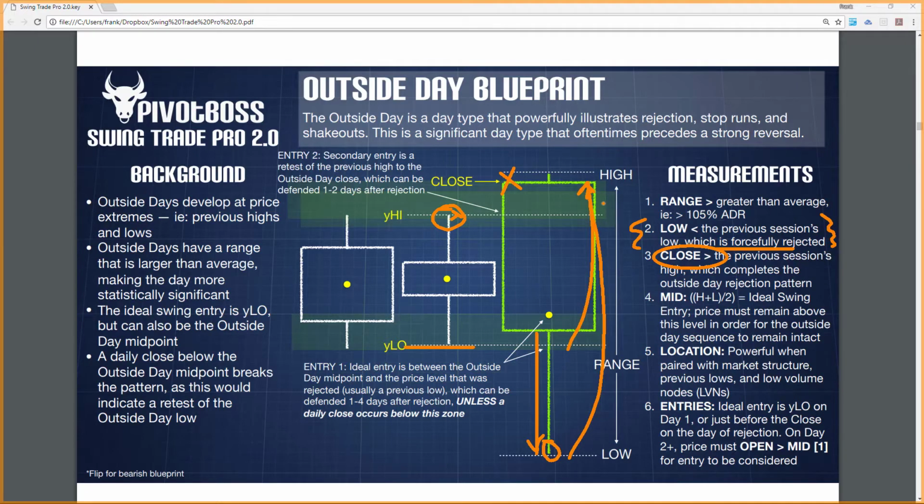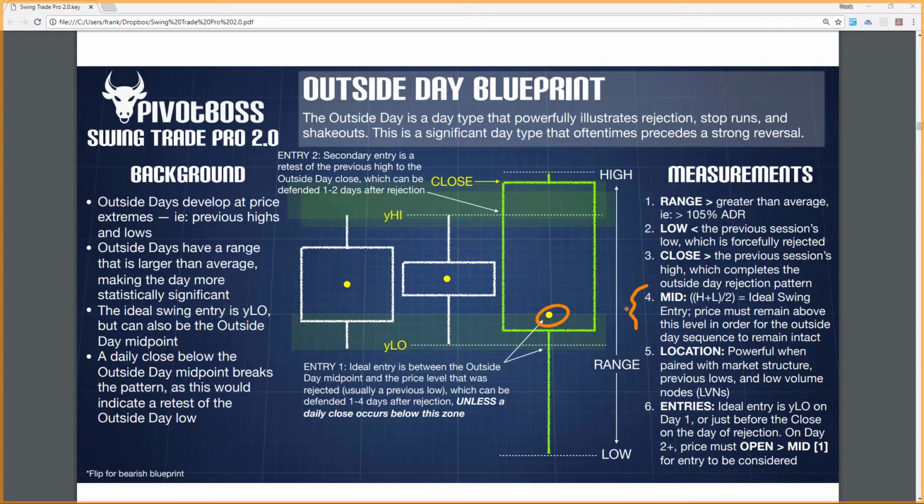Classically speaking, an outside day could be used just by doing the bodies. For example, this open was below that one's, and the close above that one's, and that could be an outside day. But for me, what makes a more powerful rejection is a rejection of the low and then a close above the prior high. That to me makes a much more powerful outside day rejection. And again, when you see those in the market, they're very powerful, can oftentimes lead to a great bounce back toward value.